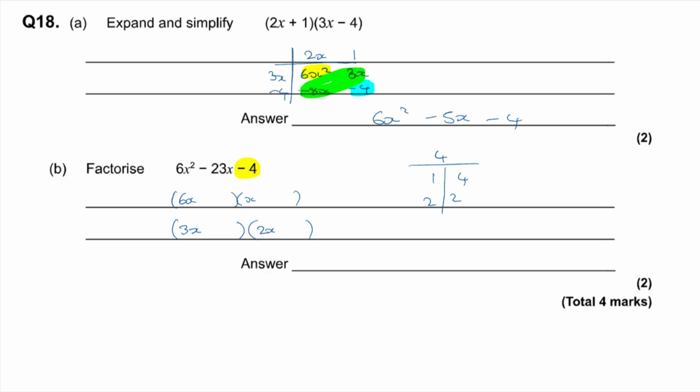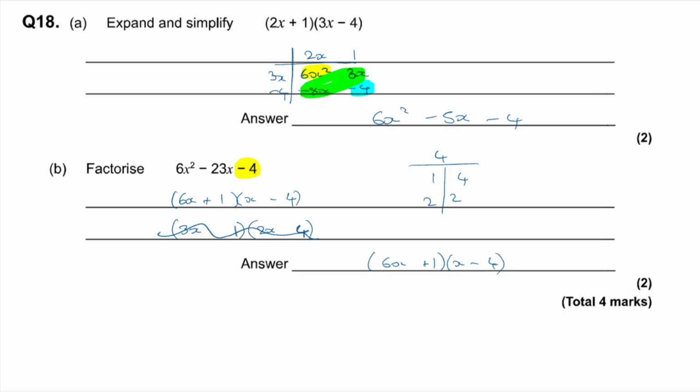If I put the 4 there and the 1 there, then 3x times 4 is 12x. Again, I'm not going to get close to minus 23x, so it's not this way round. Let's try the other one, 6x. 6x times 4, that's close, isn't it? 6x times 4 is 24x already. If I put a minus sign in front of it, that would be minus 24x. Then if I multiply 1 by x, it's going to be a positive x, and minus 24x plus x is minus 23x as required. So it's that way round, and it's (6x plus 1)(x minus 4) as my final answer.